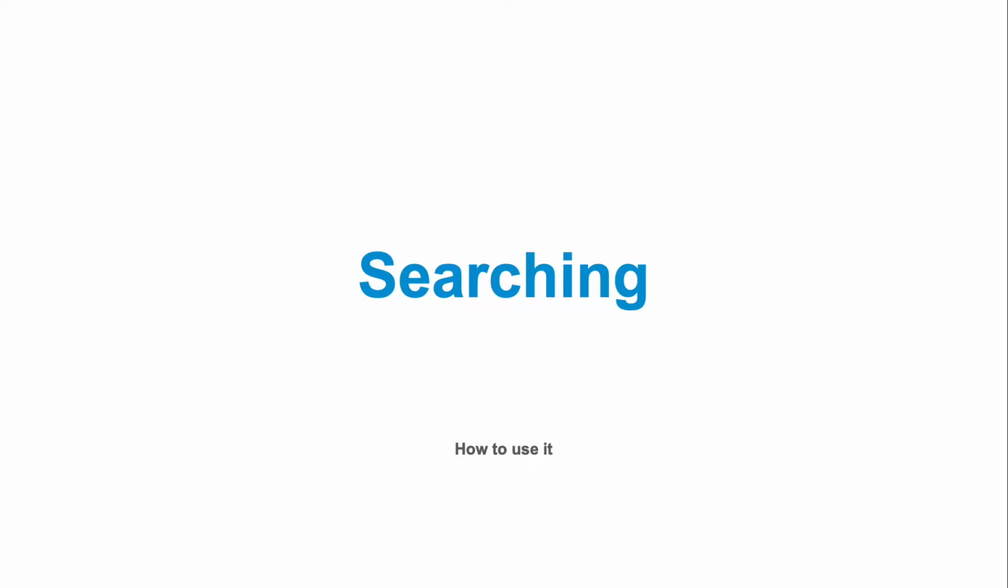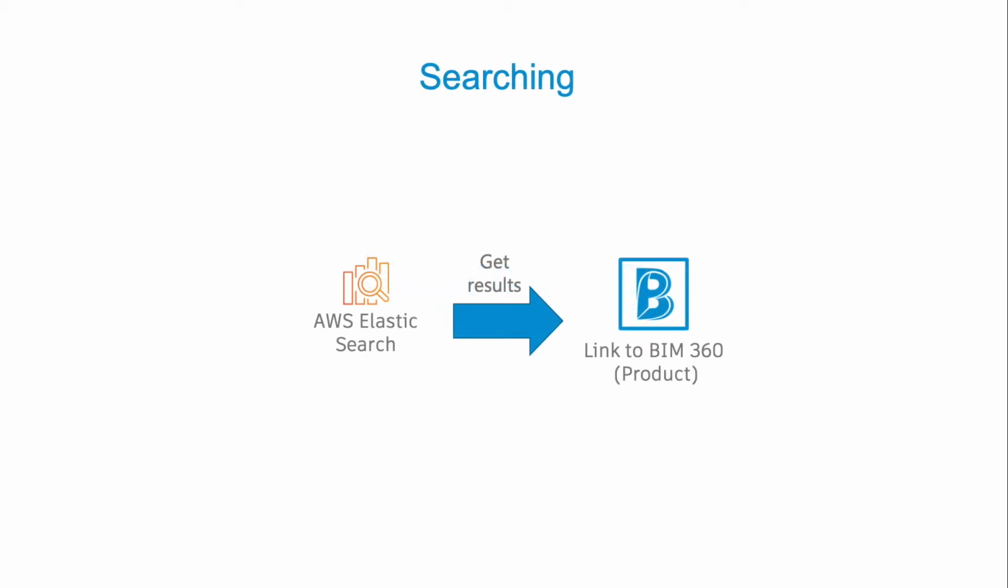Once we have everything indexed, it's time to search on the database. When we search, we get the query from the user and send that to the Elasticsearch database. That will give us a list of results, which are the documents. And for each document, we have the fields that I mentioned: the project ID, folder URN, and item URN. With that information, we can rebuild the link that will point back to the BIM 360 product.